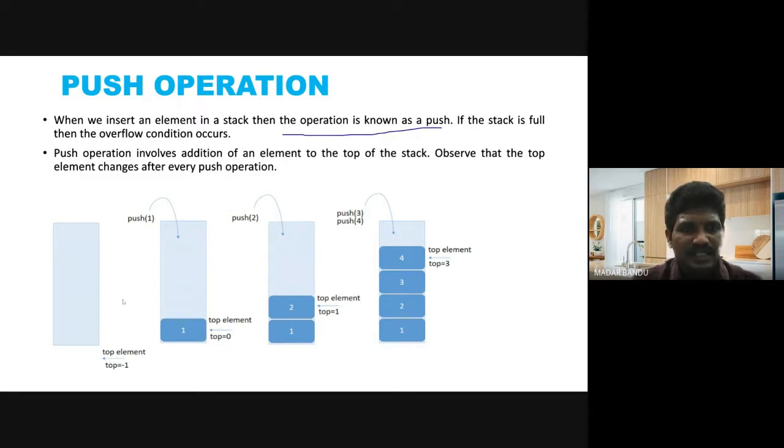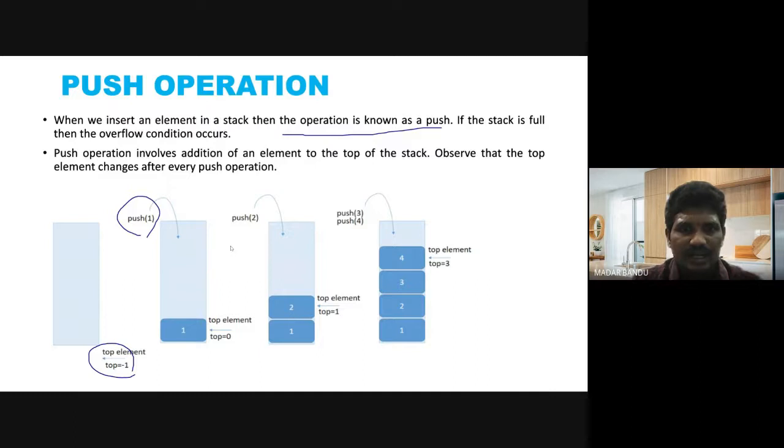Then first, you can see the diagram. In the first diagram, the stack is empty. You can call the push operation. Push one element is going to insert into the stack. Previously the top value should be -1, you can see over here. Whenever one element has been inserted, the top value becomes 0.